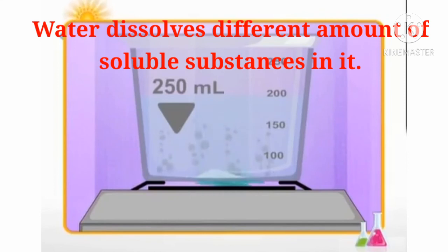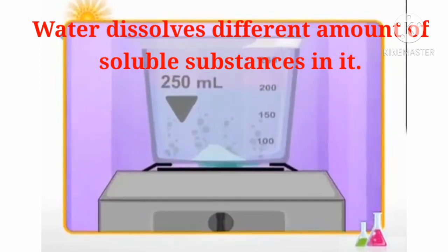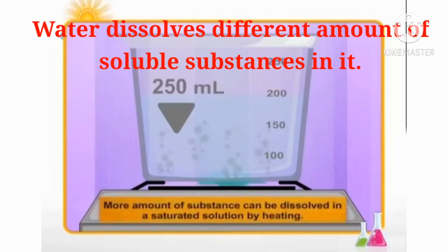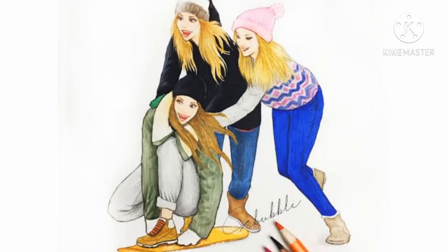Children, we have to know one more important thing. That is, water dissolves different amount of soluble substance in it. For example, if it dissolves 2 spoons of sugar, it may dissolve 3 spoons of salt in it. So, water dissolves different amount of soluble substances in it. This is about separation of substances. Children, study the properties of the substances to be separated from the mixture and select the proper method of separation. Thank you.